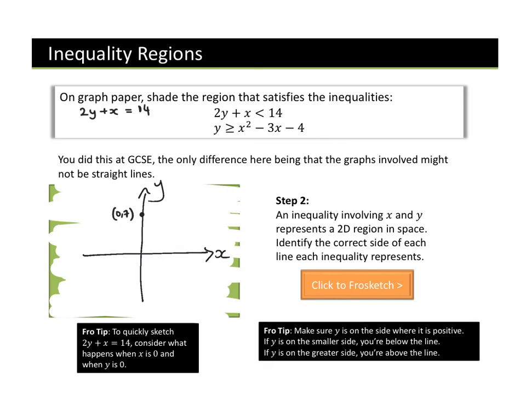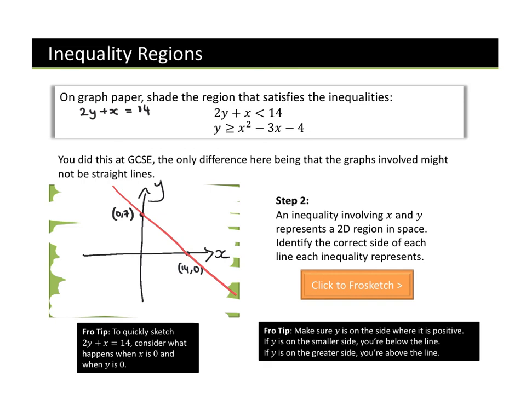Then I'm going to do the same thing. When y is 0, x equals 14. So then I know that this is going to be 14, 0. Okay, so my first line is going to be red. And here it goes. Okay, so there's my line.